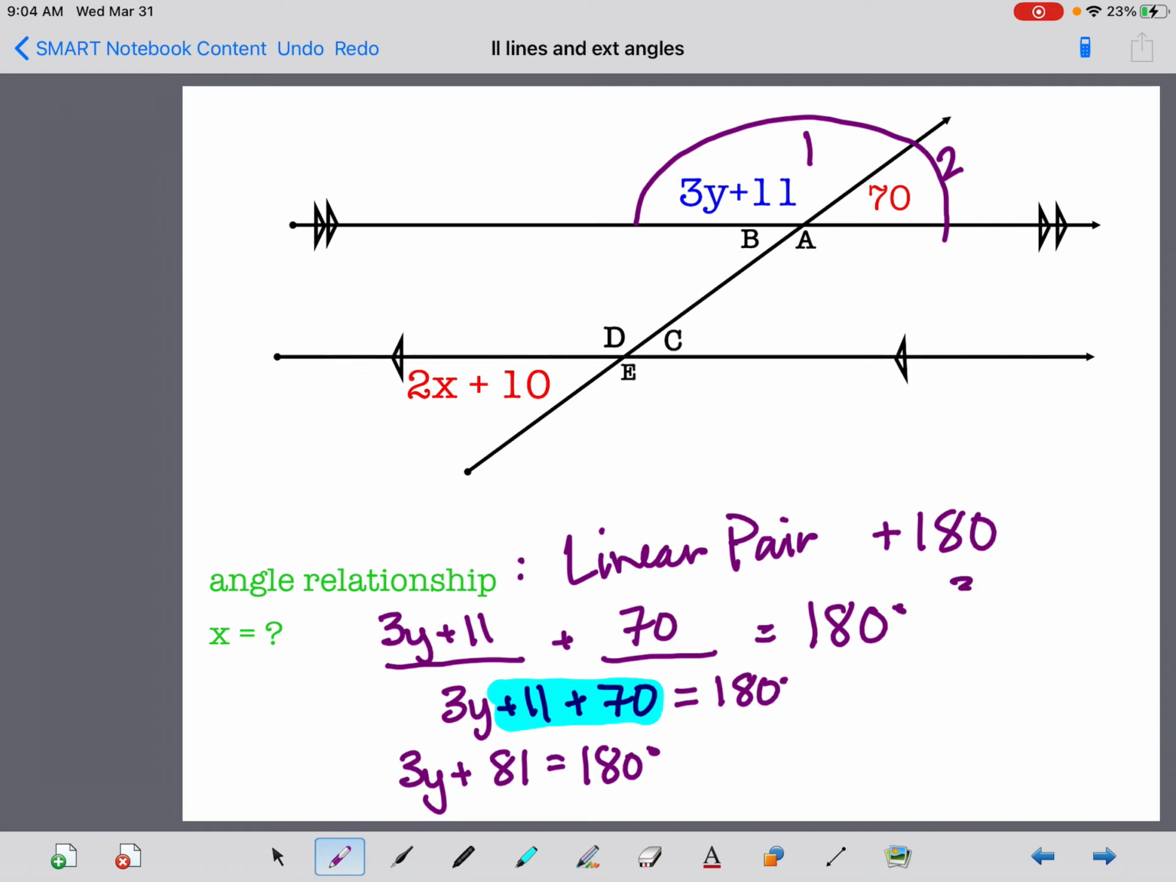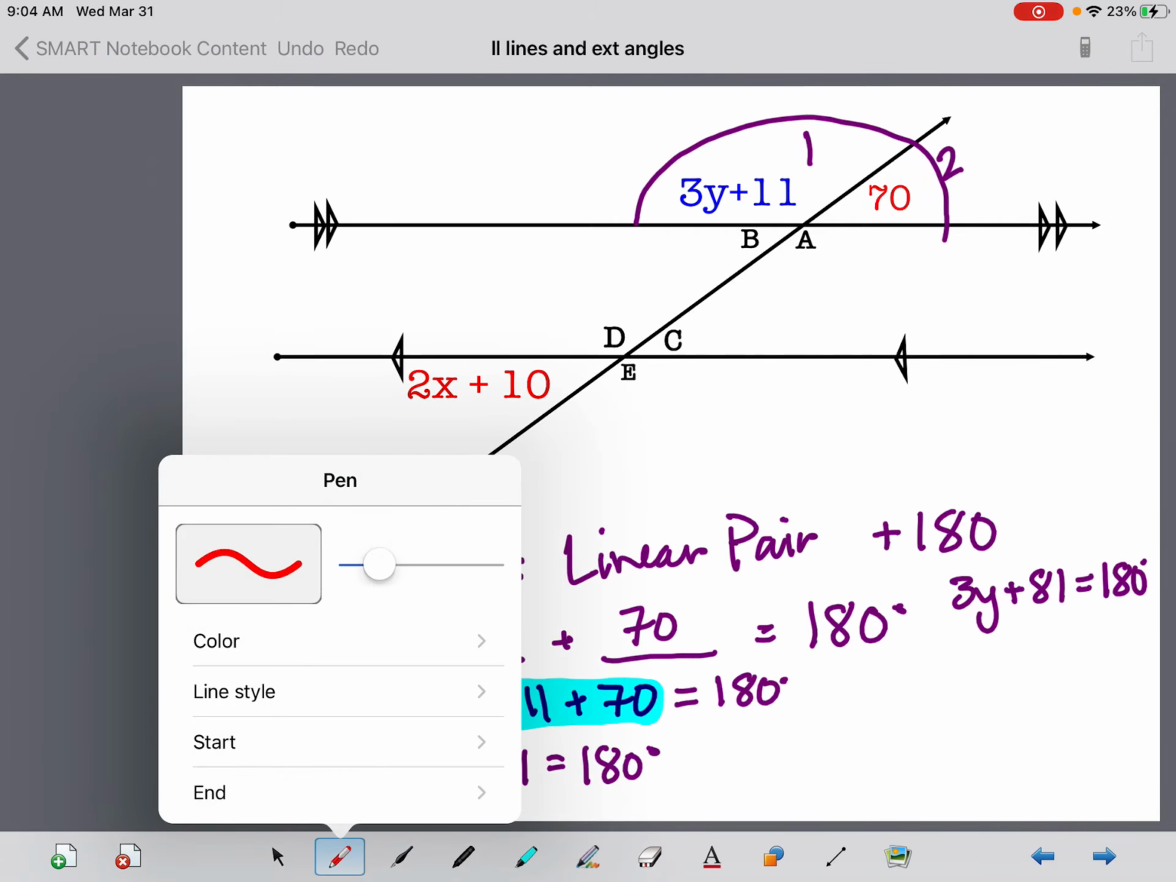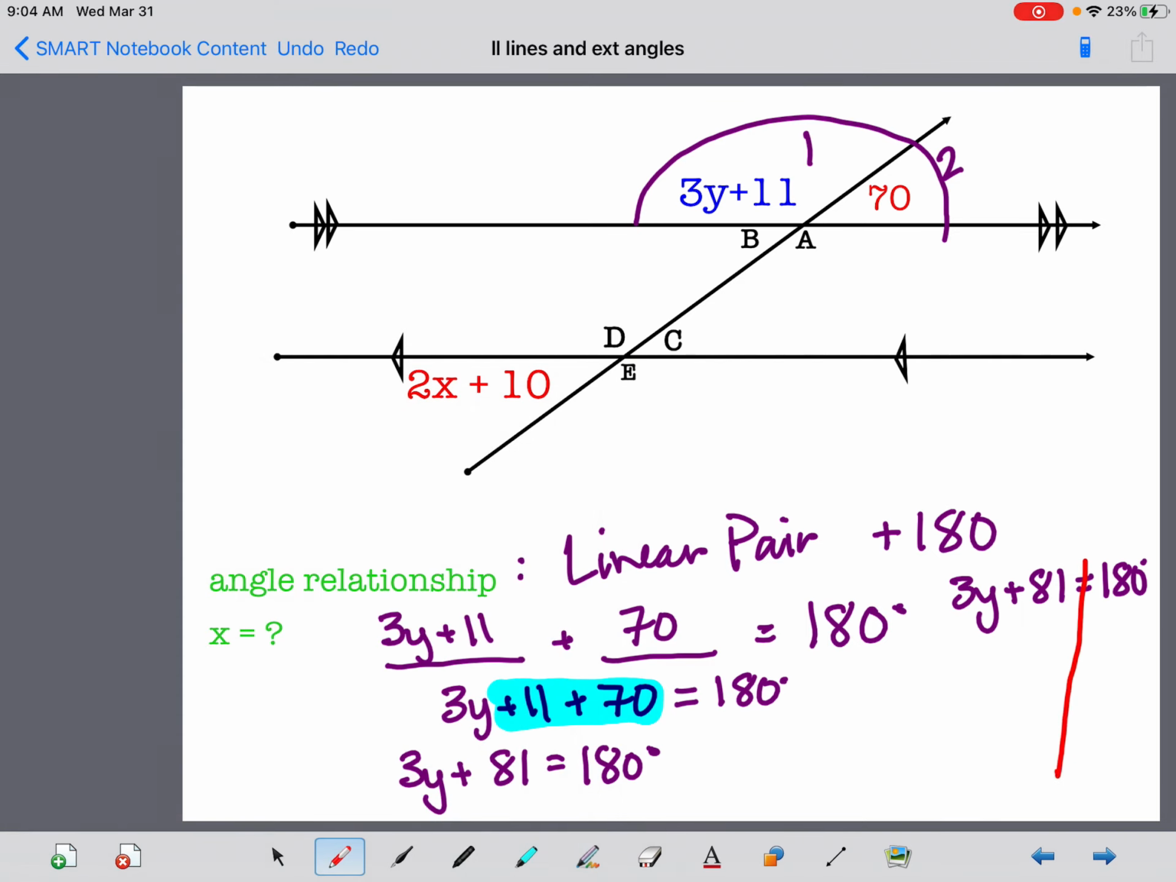I'm going to move it right over here so I have some more space to solve. 3y plus 81 equals 180 degrees. So let's go ahead and solve. Subtract 81 from both sides. 3y is equal to 99. These went away, they canceled out. And then divide by 3. Divide by 3. This is just regular equation solving steps.